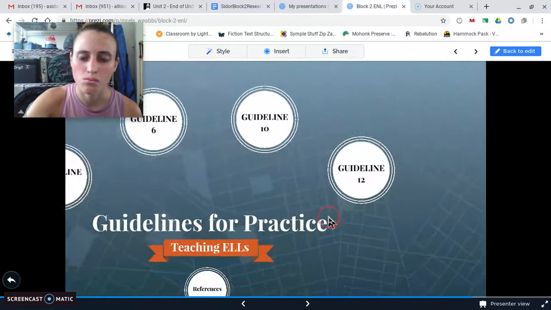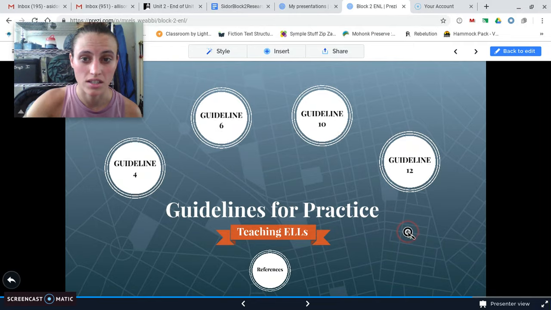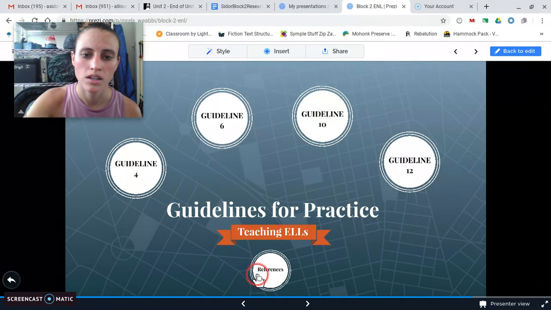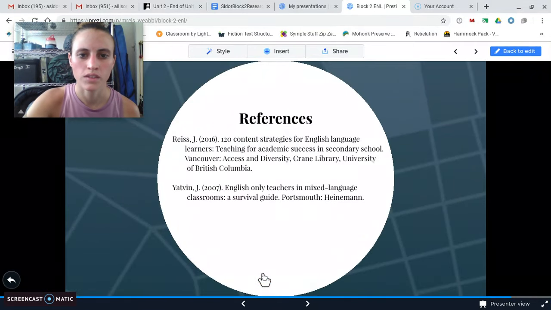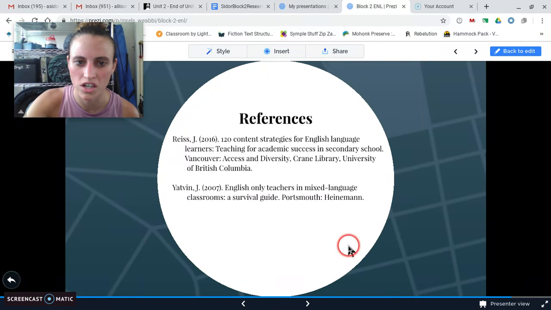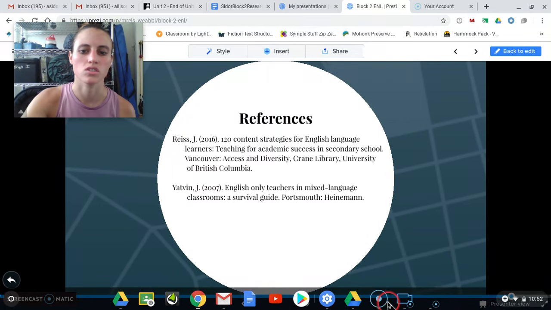And of course, there's more guidelines and more strategies that relate to them, but these were just some of the ones I found. My references are here, the 120 Content Strategies book and the English Only Teachers book.